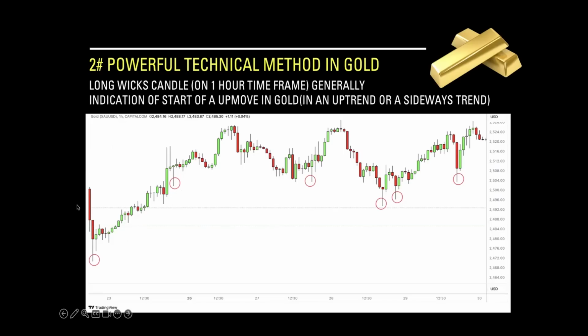So you can see that some candles are making huge wicks, right? This candle making huge wicks here, this candle here, this candle making huge wicks, right? Whenever you see huge wicks on the candle, that is an indication of a likely big up move from there.